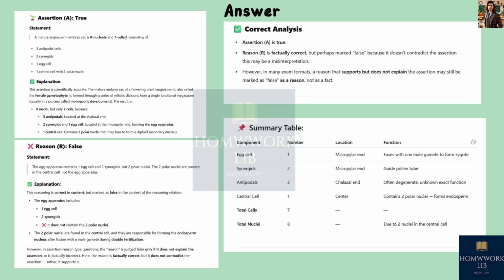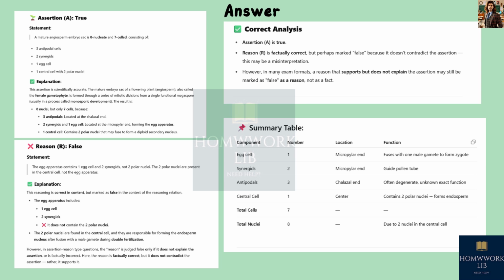Reason R, false. Statement: the egg apparatus contains 1 egg cell and 2 synergids, not 2 polar nuclei. The 2 polar nuclei are present in the central cell, not the egg apparatus. Explanation: this reasoning is correct in content, but marked as false in the context of the reasoning relation. The egg apparatus includes 1 egg cell, 2 synergids. It does not contain the 2 polar nuclei.